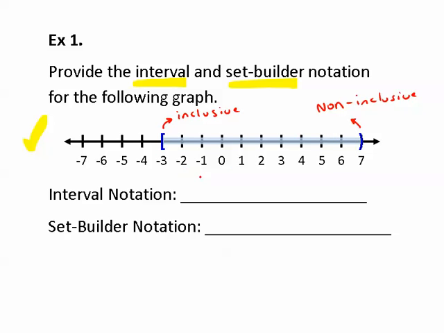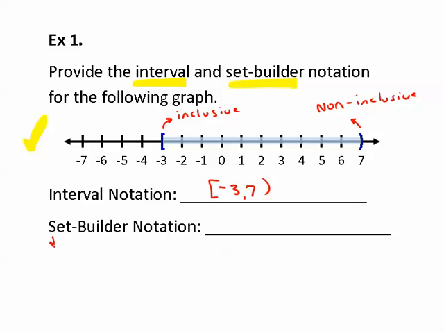So the interval notation is pretty simple because we use the same symbols that are in the actual graph. So we start with a bracket to mean it includes -3. And then we go to the right all the way up to 7, and then we stop there. So the interval notation is bracket -3, comma 7. So notice for interval notation we have two numbers inside a parenthesis and or a bracket. Now what about set builder notation?